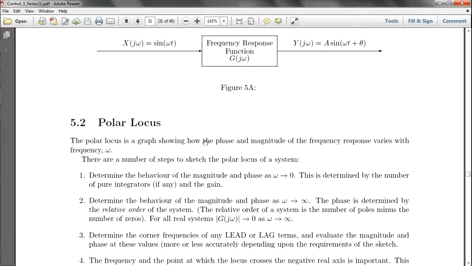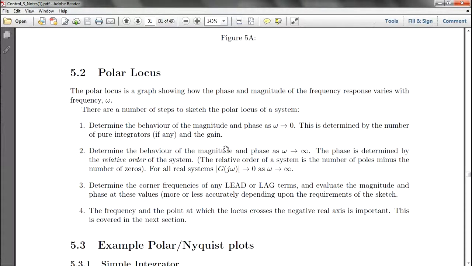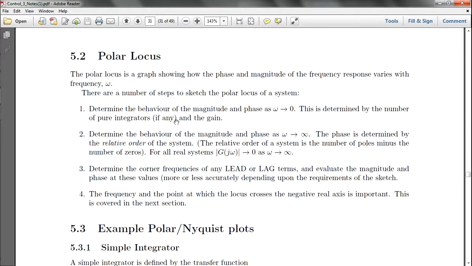Take a look. This is actually the introduction to the Nyquist plot, right? So I'll just use this for your understanding first, and then we go through the things that are required for a Nyquist plot. I mean, the polar locus, which is the Nyquist plot.